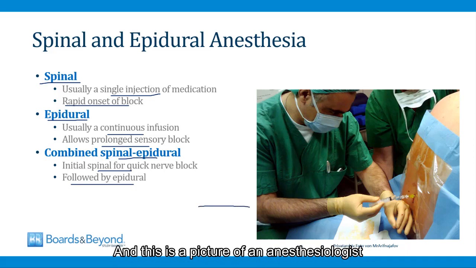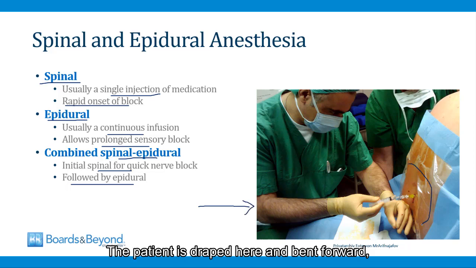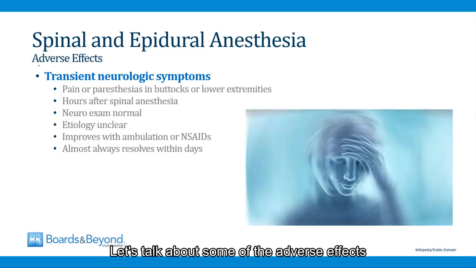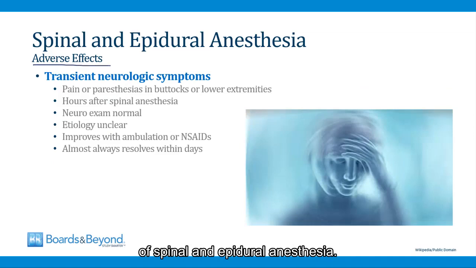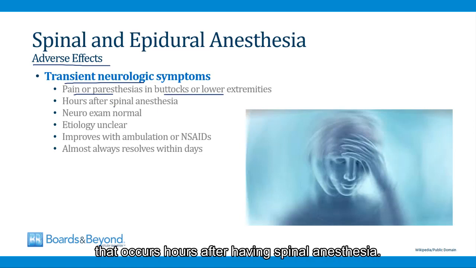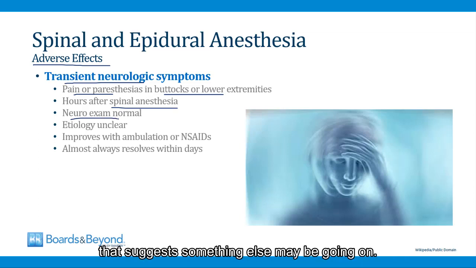And this is a picture of an anesthesiologist accessing the lower spine. The patient is draped here and bent forward, and the anesthesiologist can insert the needle either into the subarachnoid or epidural space. Let's talk about some of the adverse effects of spinal and epidural anesthesia. One of the most common adverse effects is transient neurologic symptoms. This refers to mild pain or paresthesias in the buttocks and lower extremities that occurs hours after having spinal anesthesia. The neural exam will be normal, and that's very important. If it's not normal, that suggests something else may be going on.